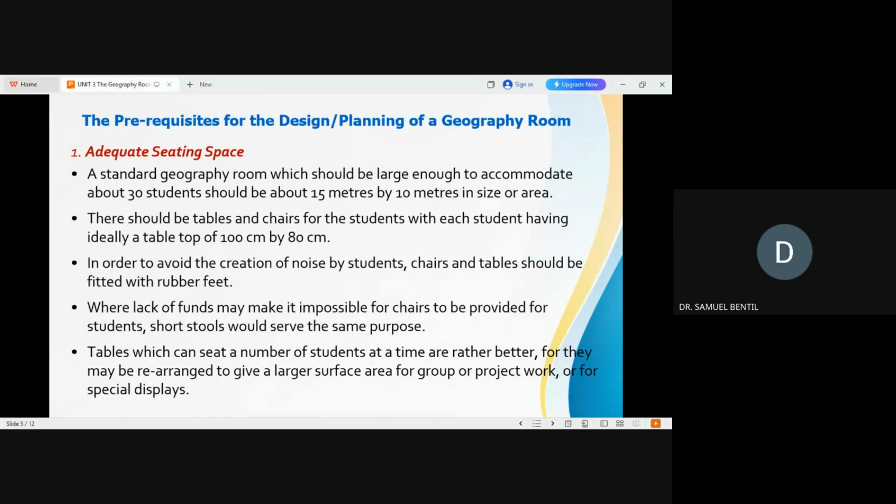So if you check the video I showed you, they combined 2 tables, and they have the chairs around it where students can sit and do their display and their work as well.